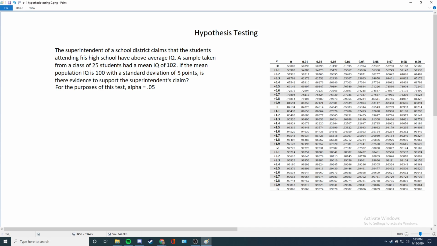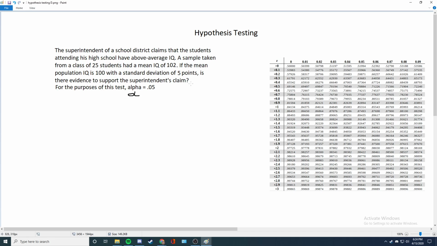The superintendent of a school district claims that the students attending his high school have above average IQ. A sample taken from a class of 25 students had a mean IQ of 102. If the mean population IQ is 100 with a standard deviation of 5 points, is there evidence to support the superintendent's claim? And then it says, for the purposes of this test, alpha, which is this thing, is equal to 0.05.